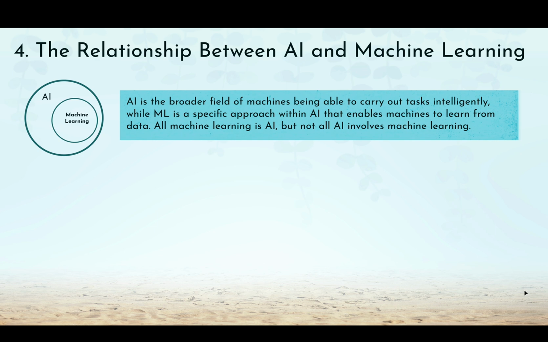While all machine learning techniques fall under the AI umbrella, not all AI approaches rely on machine learning. Some AI systems may be rule based or rely on hard coded logic without any learning involved. Therefore, while ML is an essential part of AI, AI as a whole includes various other methods for creating intelligent systems.